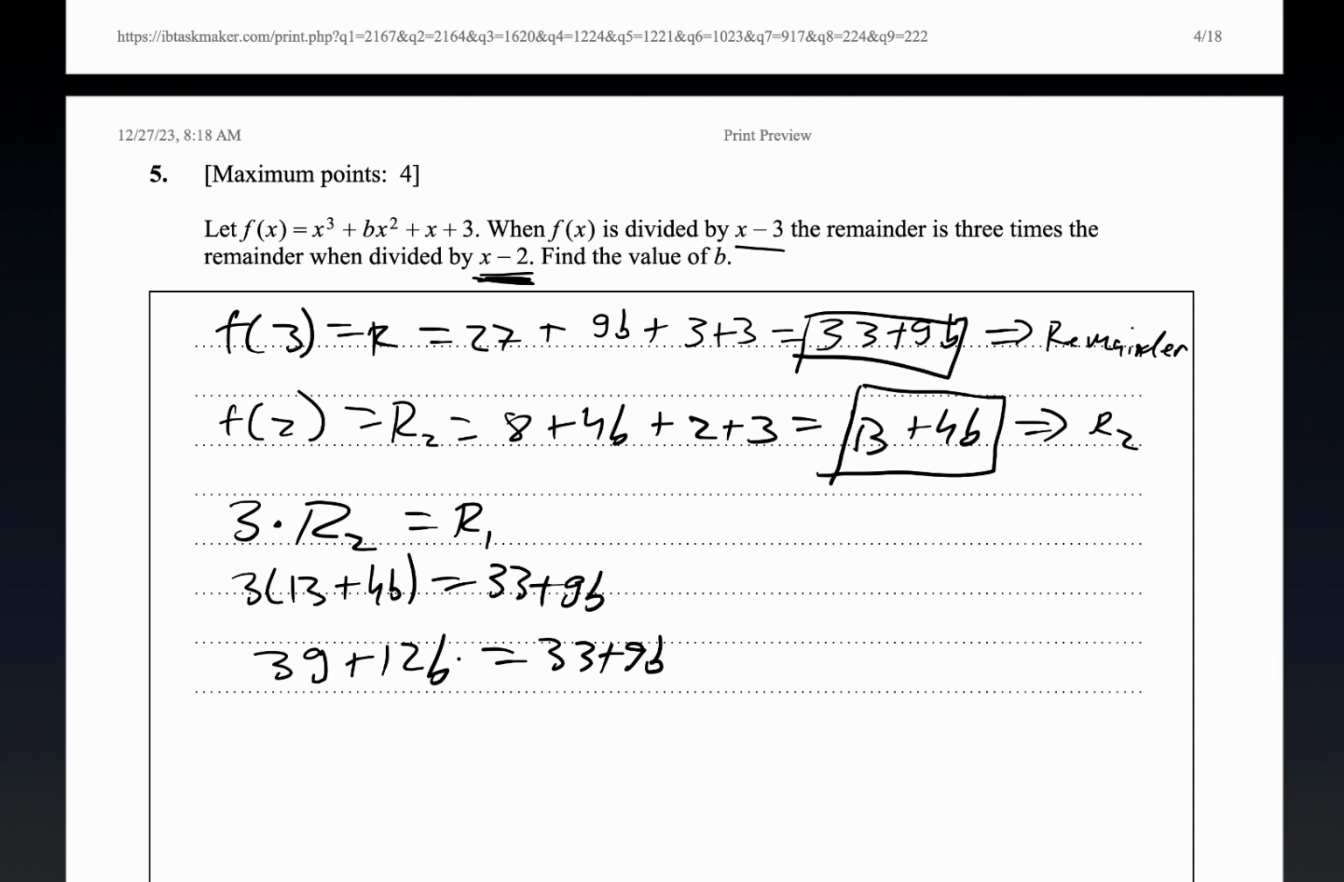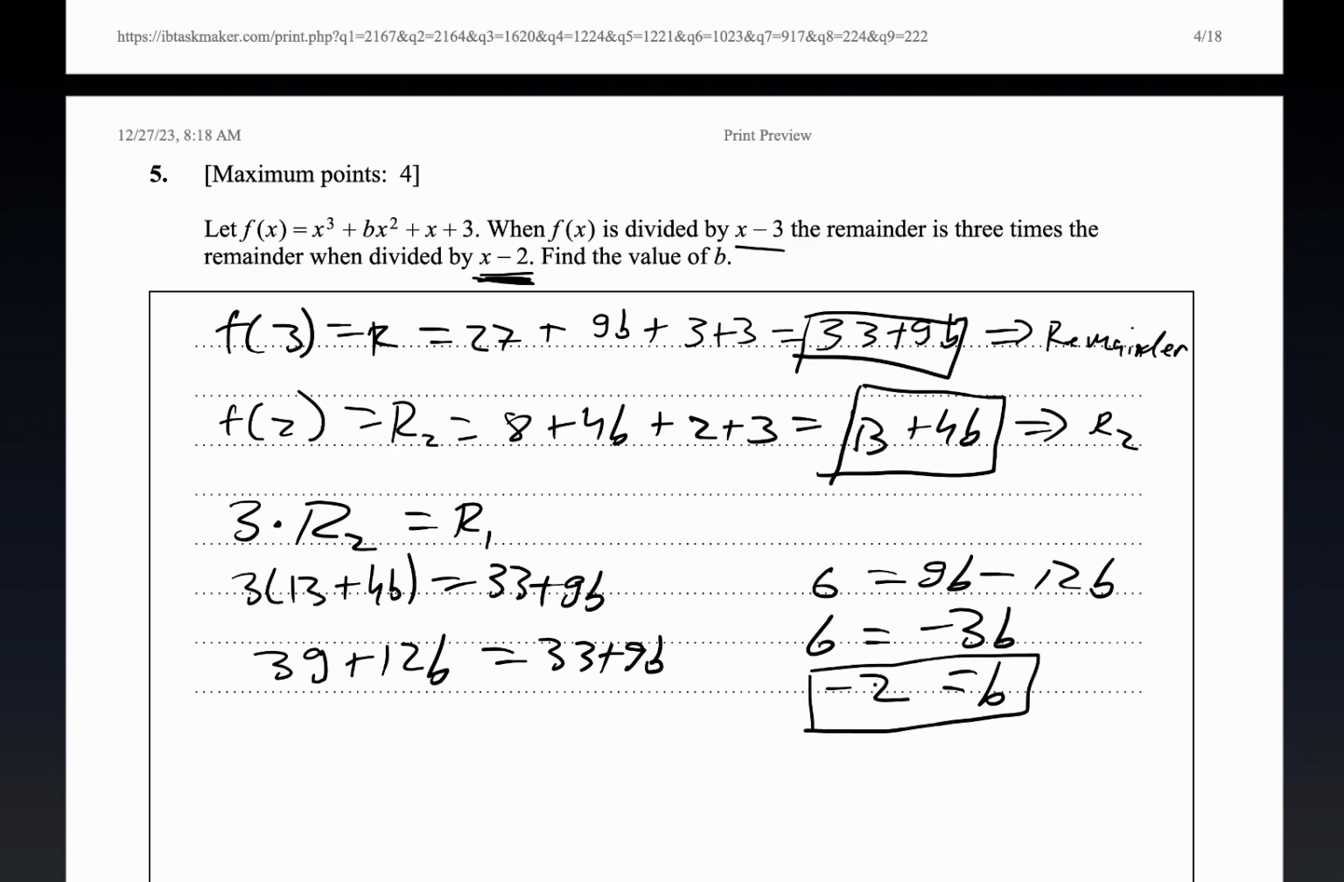And if we put that to that side, we're going to get what, 6, if we bring minus here. 6 equals 9b minus 12b. So 6 equals negative 3b. Okay, and so b is equal to negative 2. We just divided by negative 3 on both sides. Okay, so we have negative 2 as our answer. So yeah, we found it.